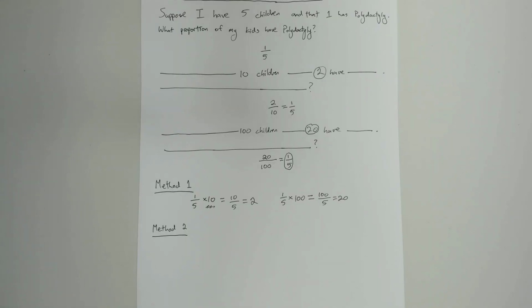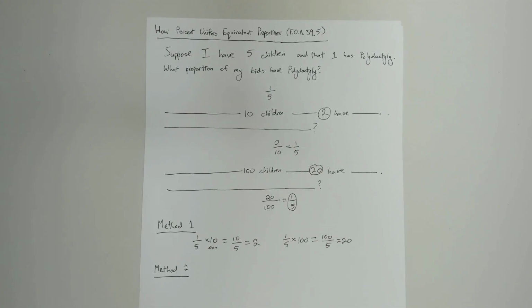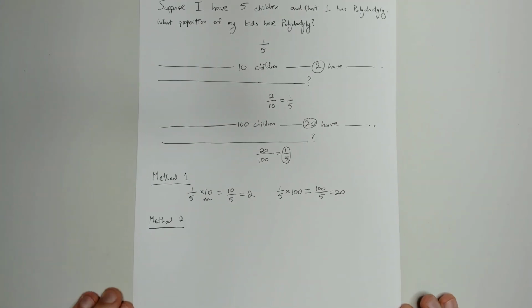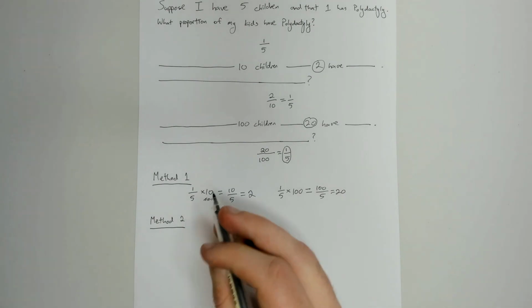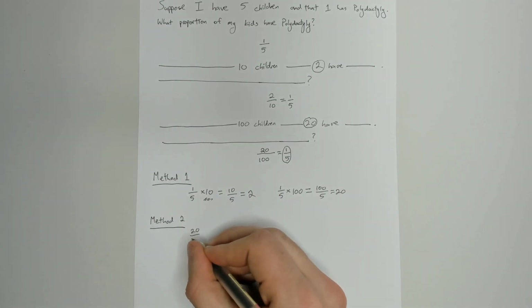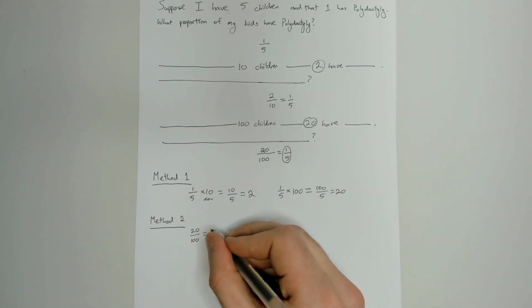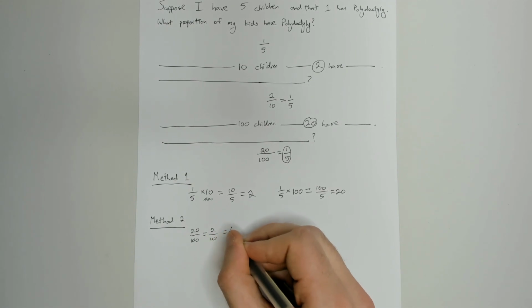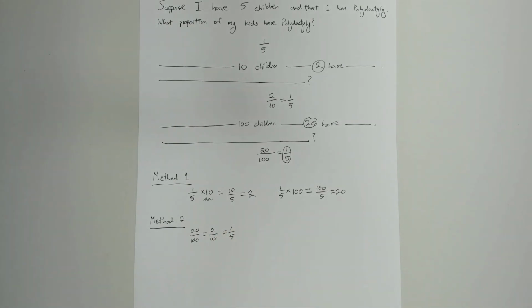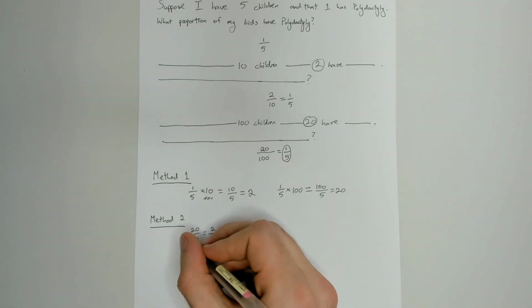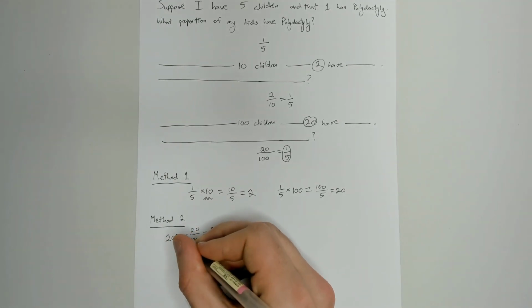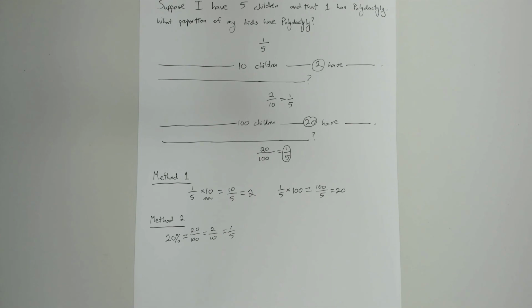The second method is to use percentage, and this is where the title of the video comes in, how percentage unifies equivalent proportions. Since we know that 20 over 100 equals 2 over 10 equals 1 over 5, the same percentage will describe all of these, because they're all equal to each other. Conveniently, we have 20 out of 100, which can be converted easily into just 20% because it's a fraction out of 100. So we know that 20% describes all of these.